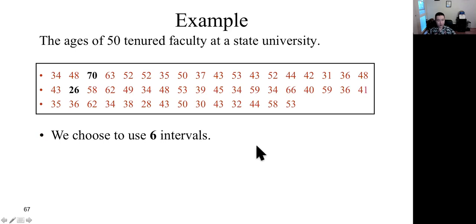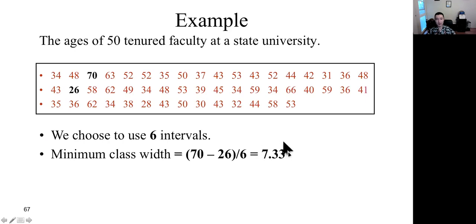So let's say we choose 6 intervals. You can choose 7 or 8, doesn't really matter. And then the minimum class width will be the largest age, the oldest, minus the youngest, divided by 6, which is 7.33. So we should choose the simpler value. Let's say we choose 8 for each class.